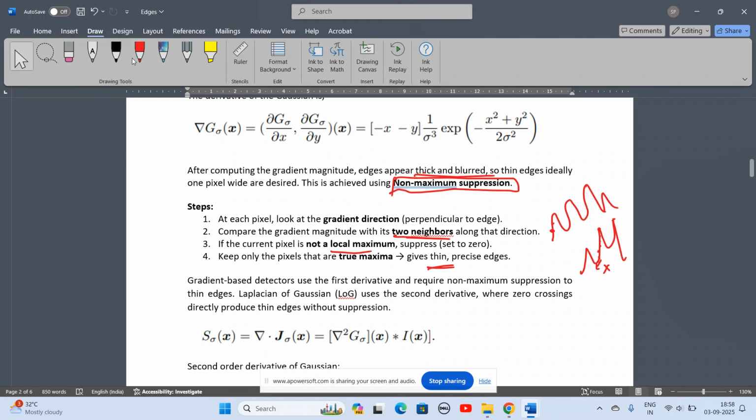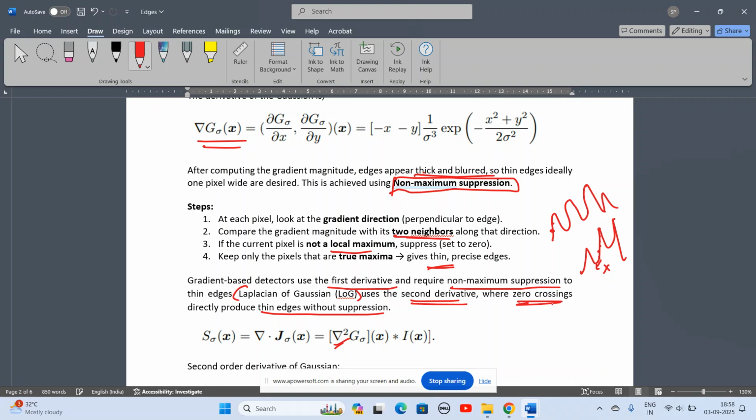Now, gradient based detectors that use the first order derivative require non-maximum suppression. But if you use the second order derivative, I can produce thin edges without suppression. That is known as Laplacian of Gaussian. So this is my formula. Here I take a second order derivative of g of x. The second order derivative can directly produce thin edges. There is no need of explicit suppression here.